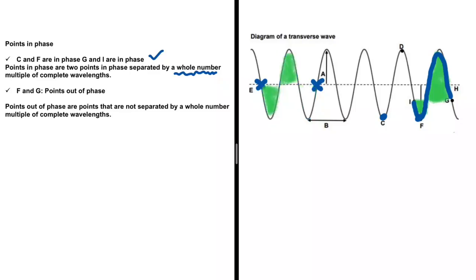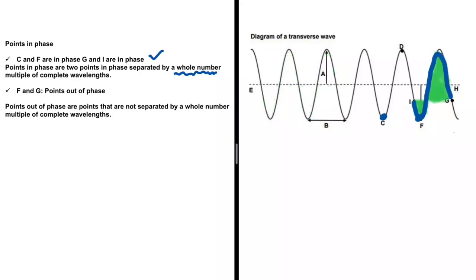But if we move that point and we put it here, then they're going to be in phase because they're separated by 2 wavelengths, right? This is 1 and this is 2. So those 2 points, they're now in phase because they're separated by 2 complete wavelengths, right? But let's not only concentrate on the points at the equilibrium position.